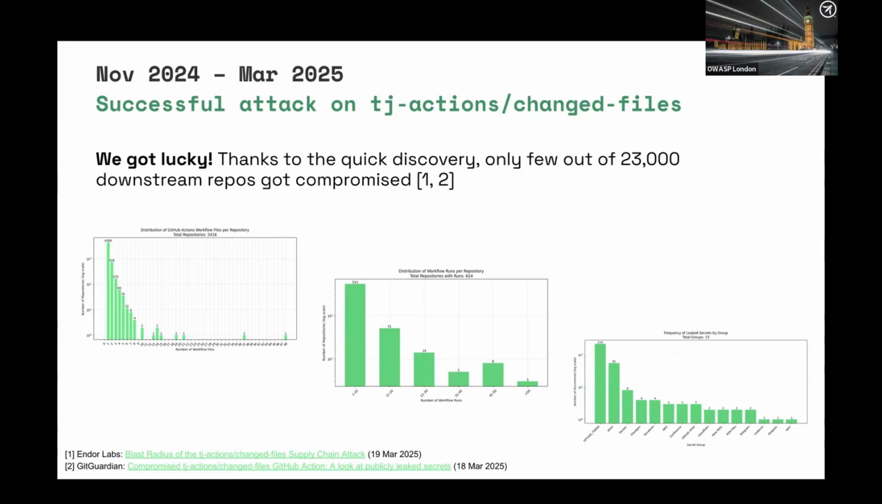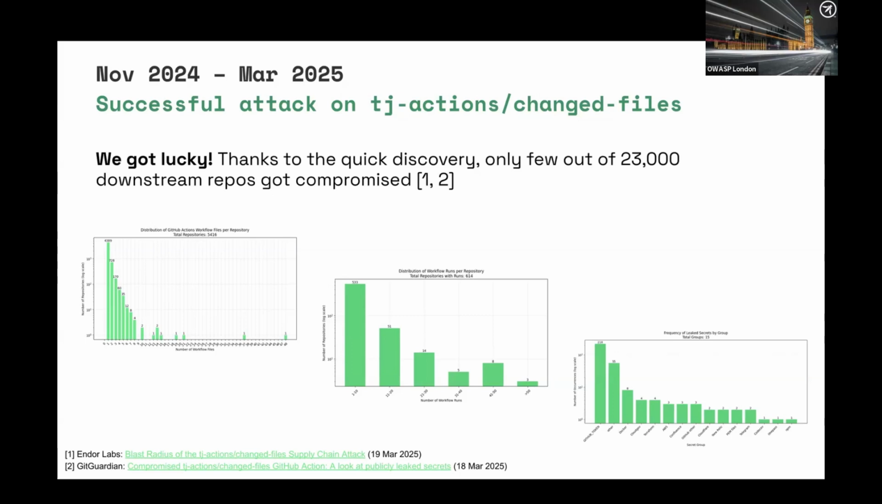23,000 downstream repositories depended in some way, directly or indirectly, on TJ actions, but only a smaller number got compromised, really, because the attack was discovered relatively quickly. So this is from a blog post I wrote a few days after the attack. I tried to understand, well, how many secrets actually got leaked? How bad was it? Was it really 23,000 repositories? No, it wasn't.